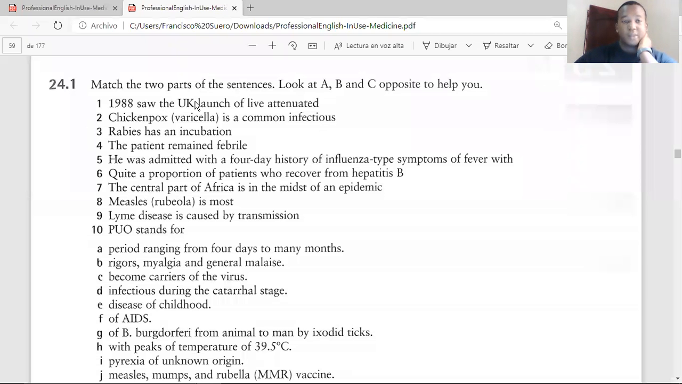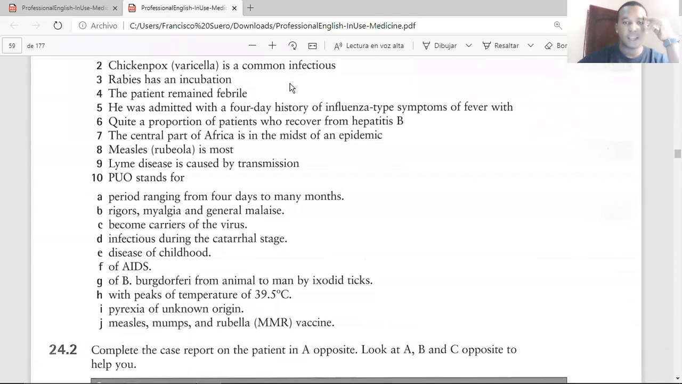Now, we're going to complete those exercises. Match the two parts of the sentence. Look at A, B, and C opposite to help you. First, 1988 saw the UK launch of live attenuated measles, mumps, and rubella, the MMR vaccine.